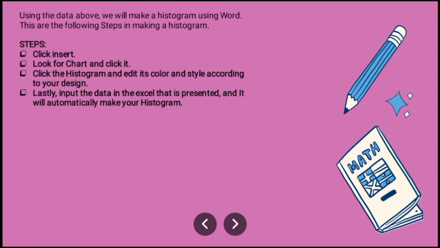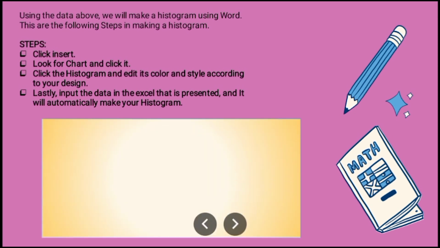So using the data above, we will make a histogram using Word. These are the following steps in making our histogram. First is click Insert, look for Chart, and click it. Click the histogram and edit its color and style according to your design, and input the data in the Excel sheet that is presented and it will automatically make your histogram. So if you try this, this will be the example of a histogram.